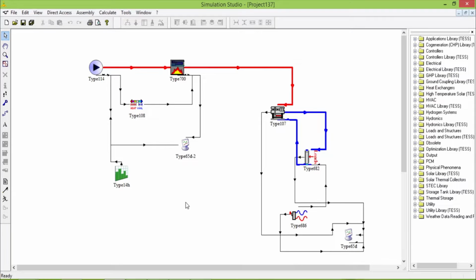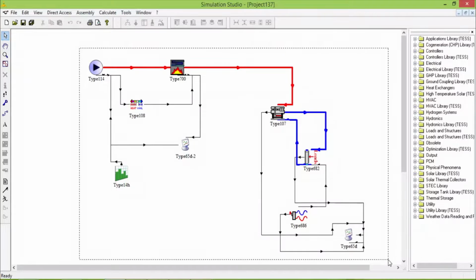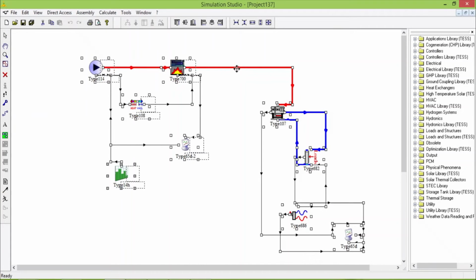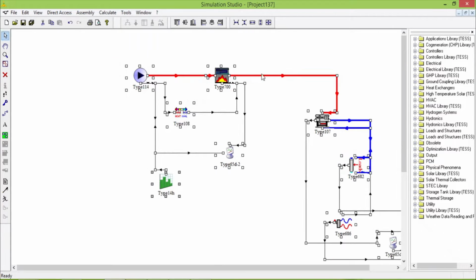Hey guys, welcome back. Today we are going to add the remaining components in our project, for example, solar collector and thermal storage, and analyze the performance of the system. So let's get started. I will move this a little to the right so that we have some space.